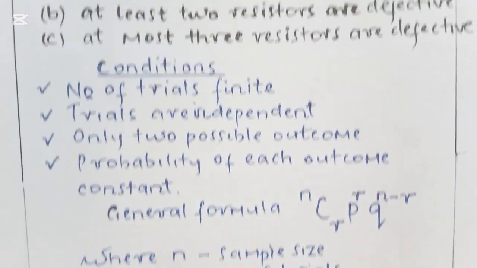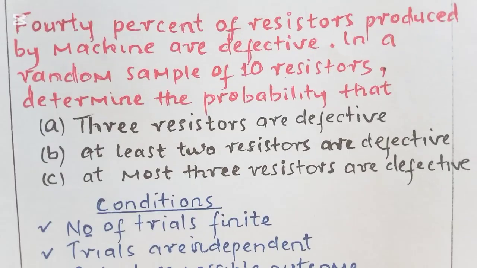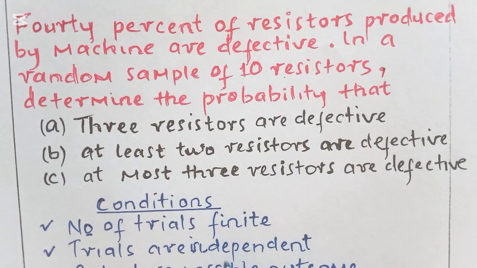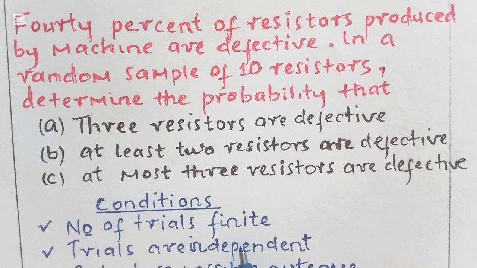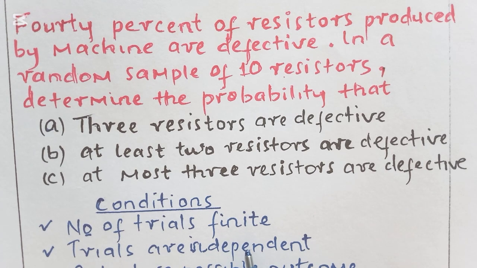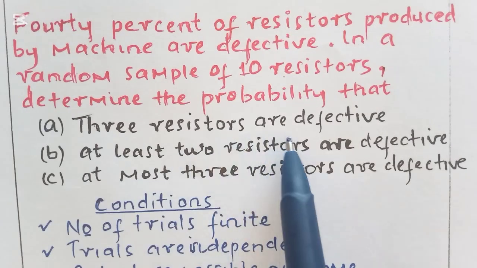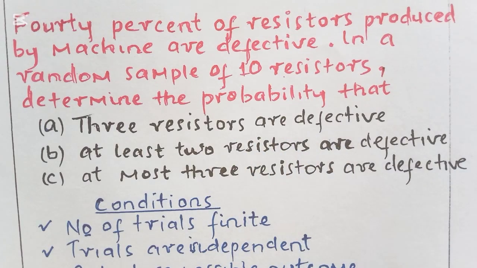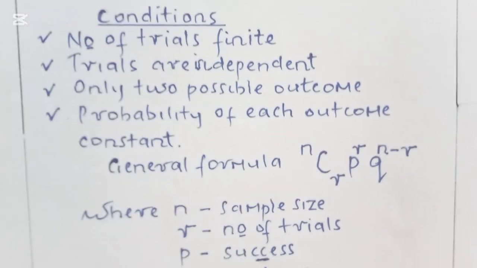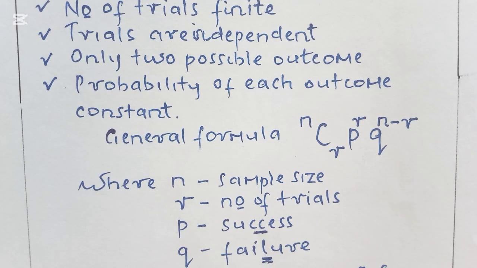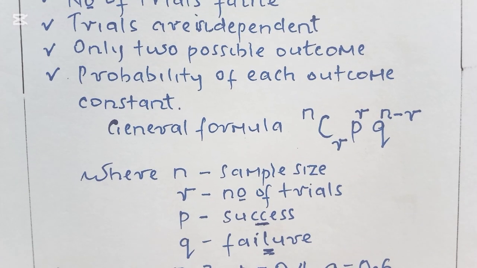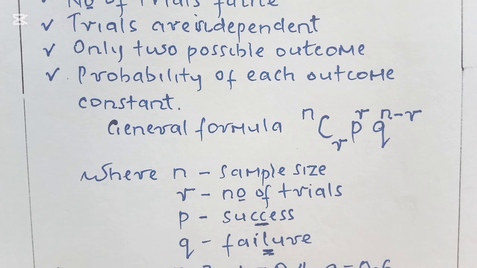So we go to the question now, guys, and read and see what we are supposed to do. The question reads: 40% of resistors produced by a machine are defective. In a random sample of 10 resistors, determine the probability that 3 resistors are defective. We are told 3 resistors are defective, and that is represented by r. Here the total sample size n is 10.